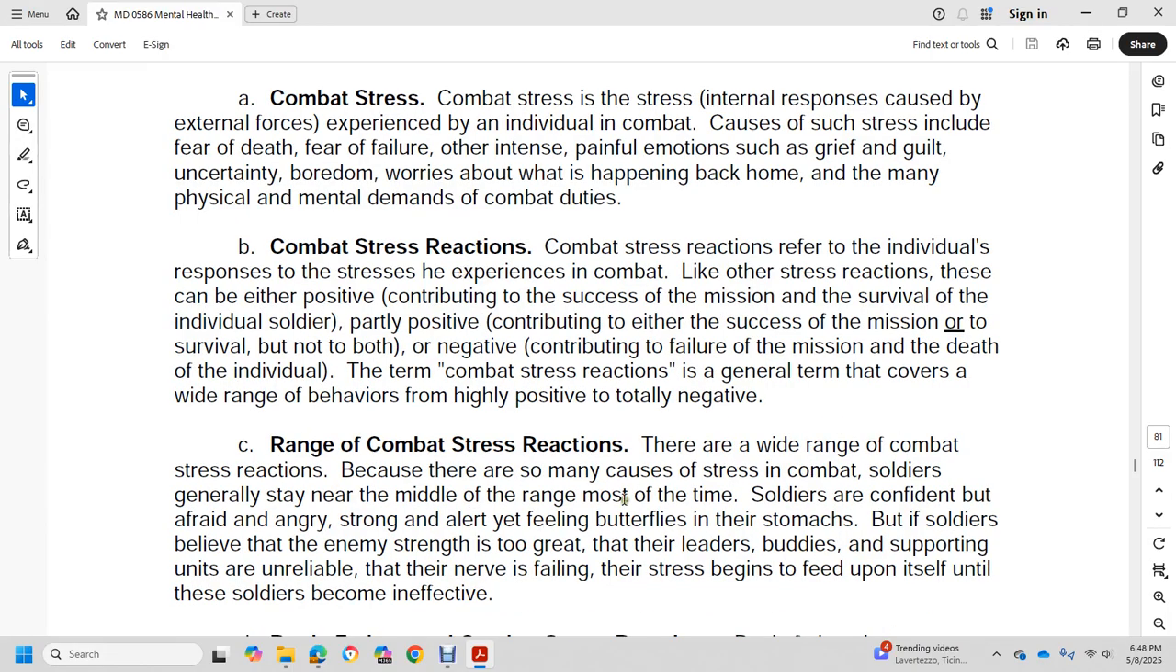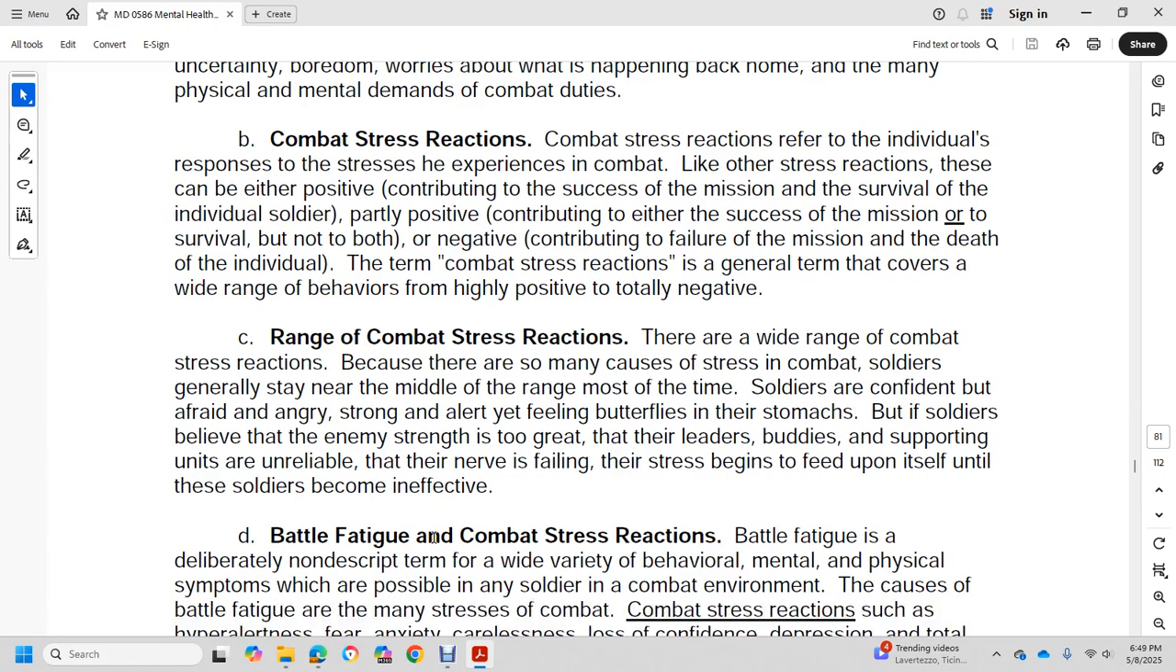Range of combat stress reactions. There is a wide range of combat stress reactions, and soldiers in combat generally stand within the middle range most of the time. Soldiers are confident but afraid, angry, alert, and strong, yet feel butterflies in the stomach. But some soldiers believe the enemy's strength is too great and that leaders and buddies supporting the unit are unreliable. The nervous stress begins to take hold, and soldiers become less effective.